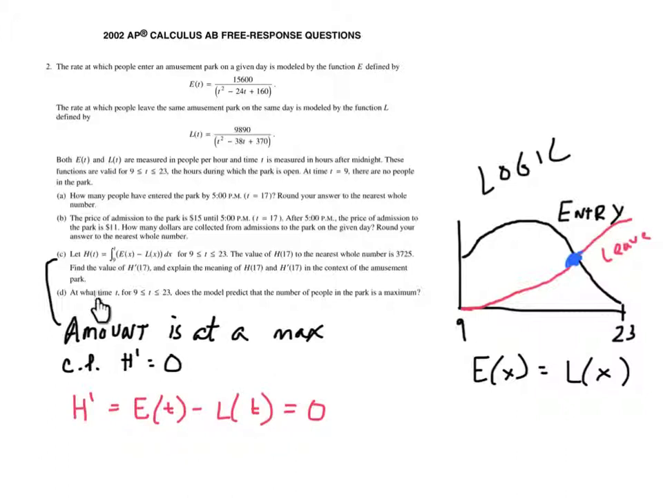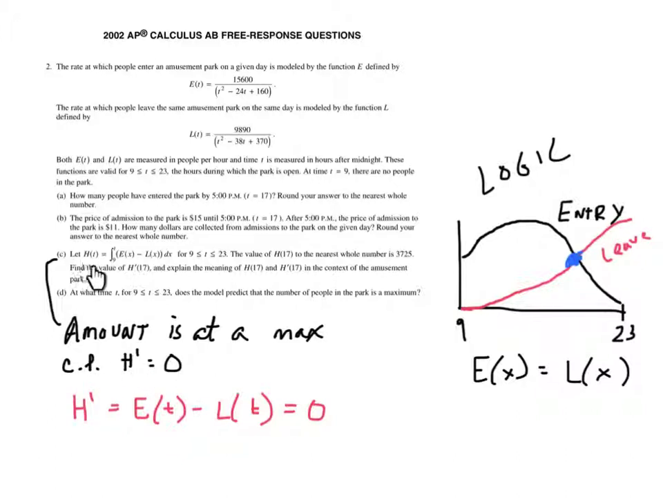We have an equation for amount, and we want the maximum amount of people at the park. Maximums occur at critical points or end points. Of course, it's not going to occur at 9 because there's nobody in the park, and at time 23, nobody should be left in the park. So we shouldn't worry about endpoints too much. So we've got to look at the critical point when the derivative of amount is 0.